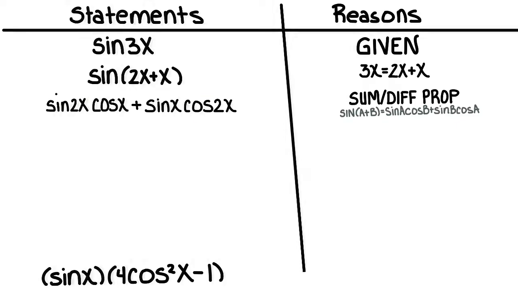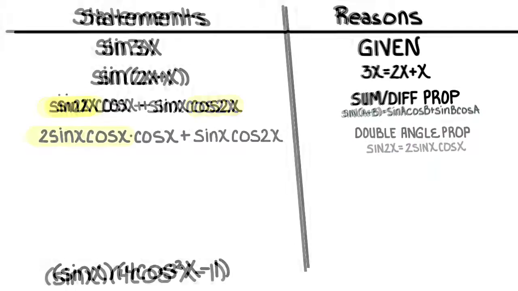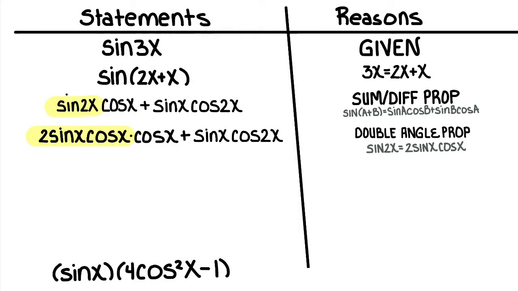Looking at the third statement, I noticed the sine of 2x and the cosine of 2x. We could use a double angle formula here. I'm going to start with the double angle formula for sine of 2x. The reason I'm starting with this one is we only have one option for the sine of 2x. So I'm going to replace the sine of 2x with 2 sine x cosine x.